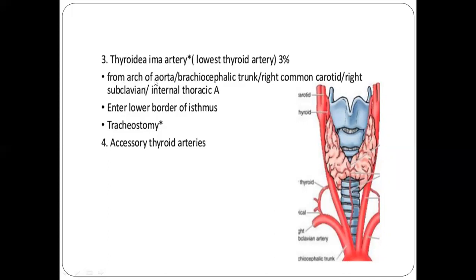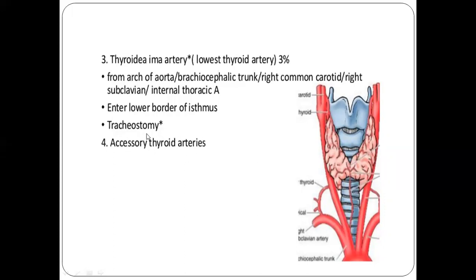Mostly it comes from the arch of aorta and the brachiocephalic trunk on the right side, or the common carotid artery. So from the lower border of the isthmus, it goes up. Whenever it gets damaged during the tracheostomy, it damages the lower border of the isthmus, and during tracheostomy it will damage the accessory thyroid arteries.